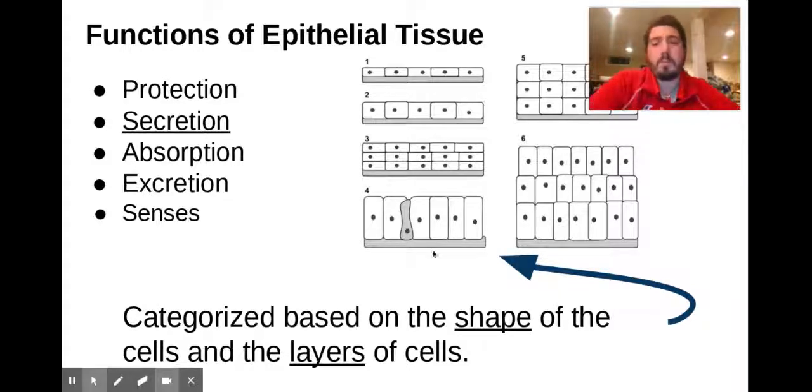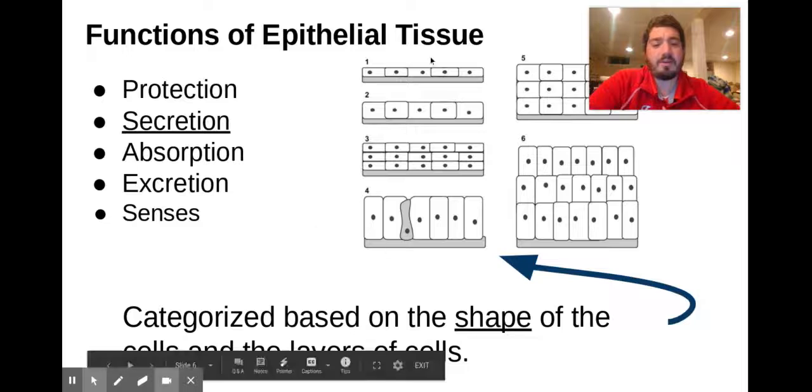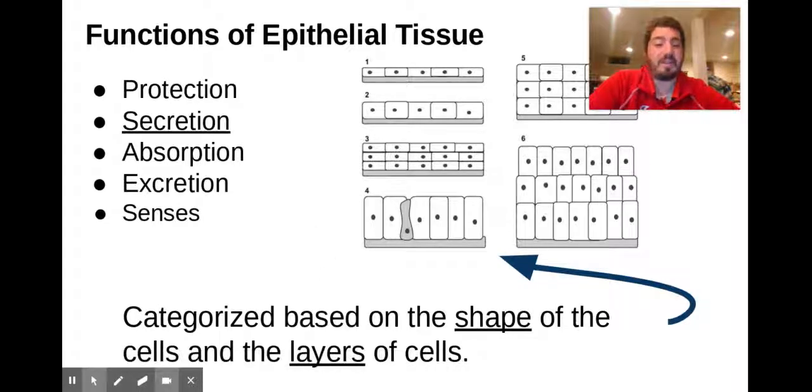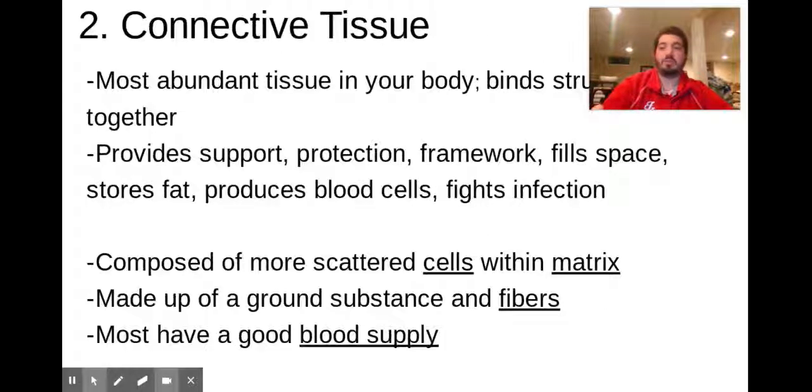All right. And again, we're going to get more in depth on this in class, but they're categorized on the shape of the cells and the layers of the cells. So you can see some epithelial cells are really tall and only have one layer, maybe a couple. Some are really short and square and have multiple layers, or a single layer. So when we look at all the different areas of epithelial tissue in your body, you'll see it comes down to shape and the number of layers of that tissue.